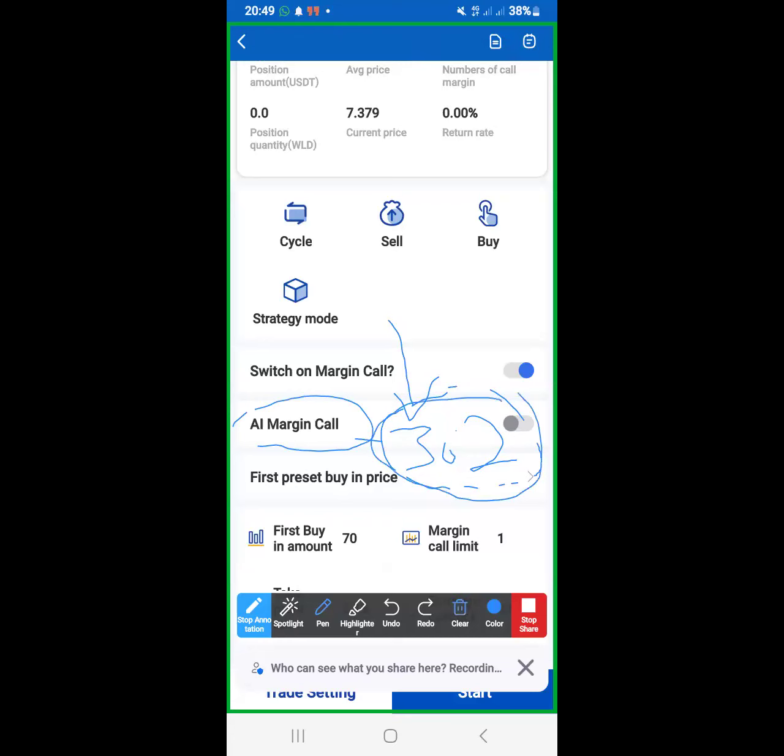So that's why in most cases I recommend that you let it be off, so that it really follows the instruction you're giving it, rather than acting on its own free will. I prefer keeping mine off so that whatever instruction I give it with regard to the margin call drop, it executes exactly the way I've given the instruction, and not executing when it shouldn't. So the AI margin call should be off. This one should always be on as long as you want the robot to continue buying.